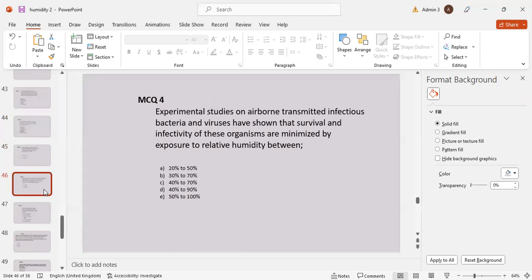MCQ 4. Experimental studies on airborne transmitted infectious bacteria and viruses have shown that survival and infectivity of these organisms are minimized by exposure to relative humidity between 20 to 50%, 30 to 70%, 40 to 70%, 40 to 90%, or 50 to 100%. E. It's C. A, no, it's C. 40 to 70%.